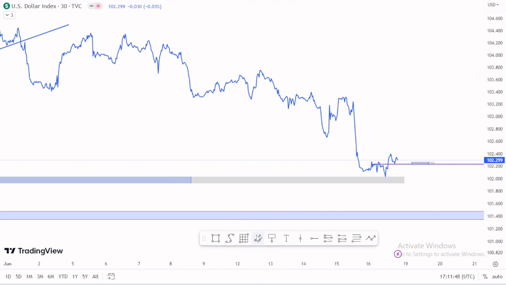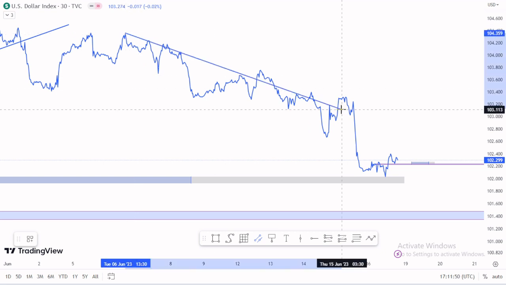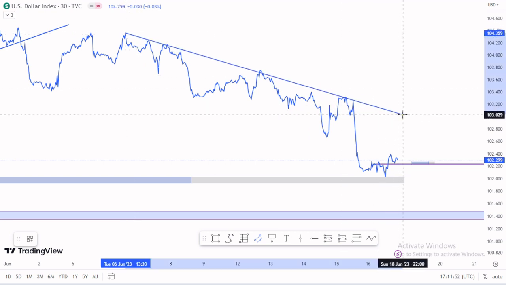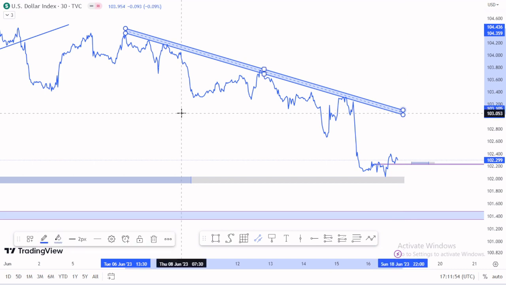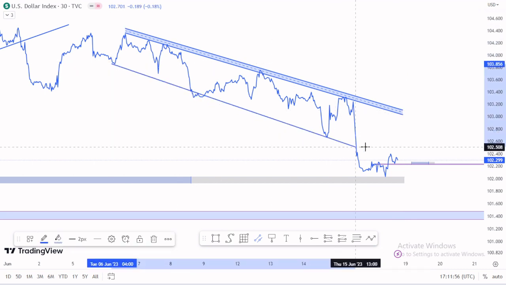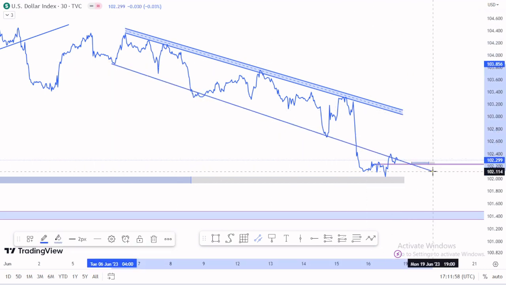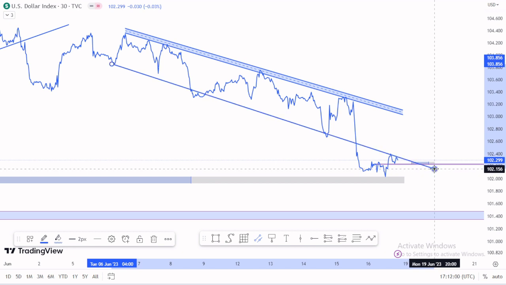So let's see how the DXY is moving. Currently, we can see this is a downtrend. Yes, we can see this is a downtrend. And if we draw another channel right here, we can see still this is a downtrend. So if we pull longer, we can see that it was a break and retest.